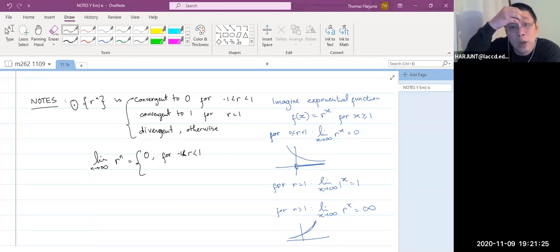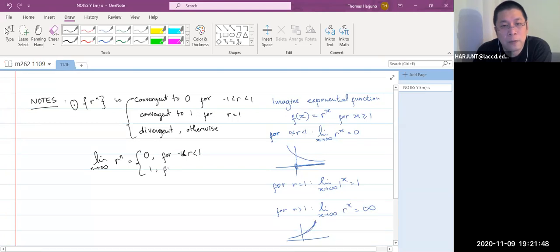So that's one important key idea. If we have an exponential sequence r to the n, if the base is between -1 and 1, not including the endpoints, then it will be convergent to 0. It will be convergent to 1 if the ratio r is exactly 1. In fact, 1 to the n is equal to 1 for every n, right? For every n.